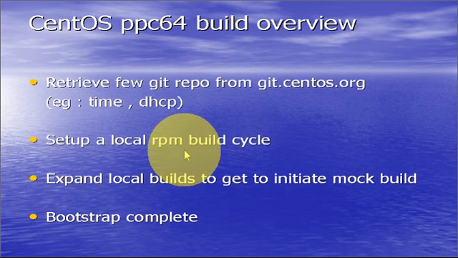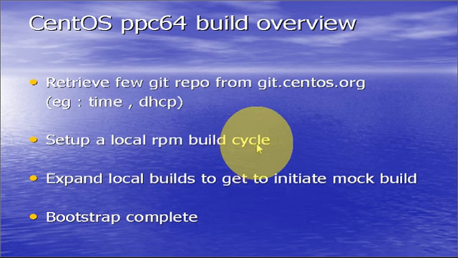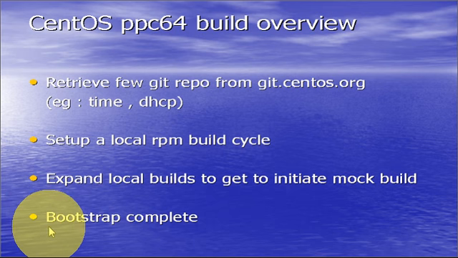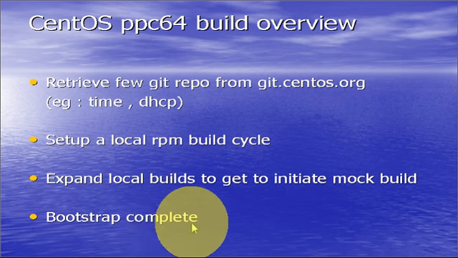Once I have been able to successfully do an RPM build, I will identify a bare minimum list of CentOS packages that we would need to build RPMs for. That would be a prerequisite before we get started on a mock build of the full-fledged CentOS release. Once we have completed the RPM build of the bare minimum CentOS packages, we classify it as a complete bootstrap build on PPC architecture.